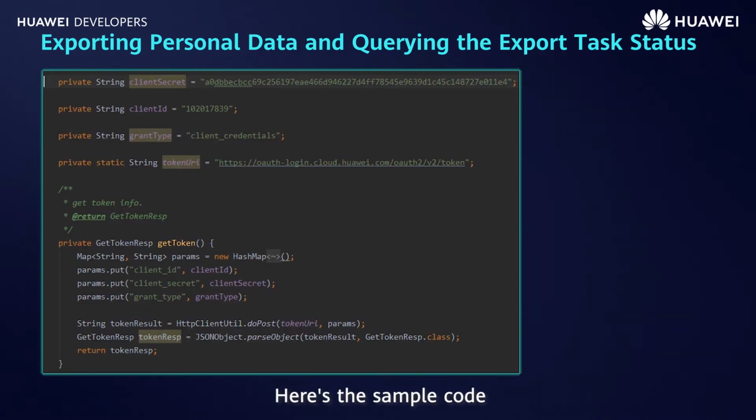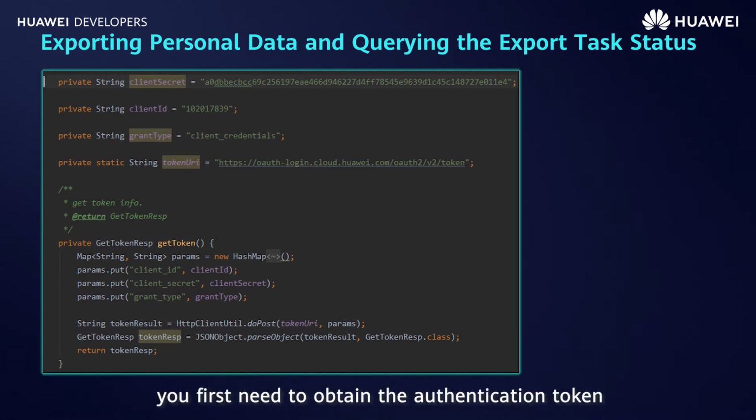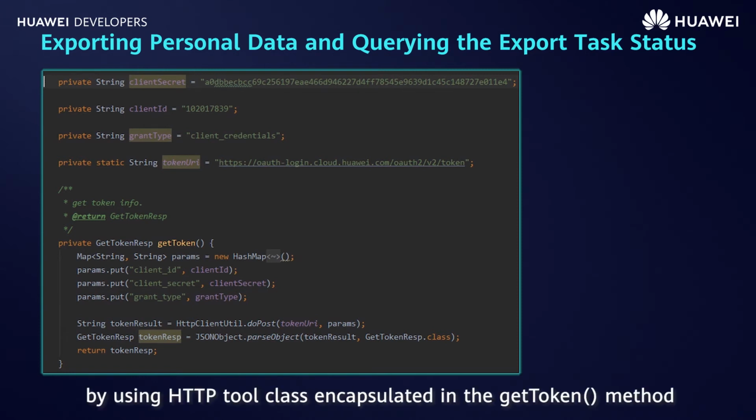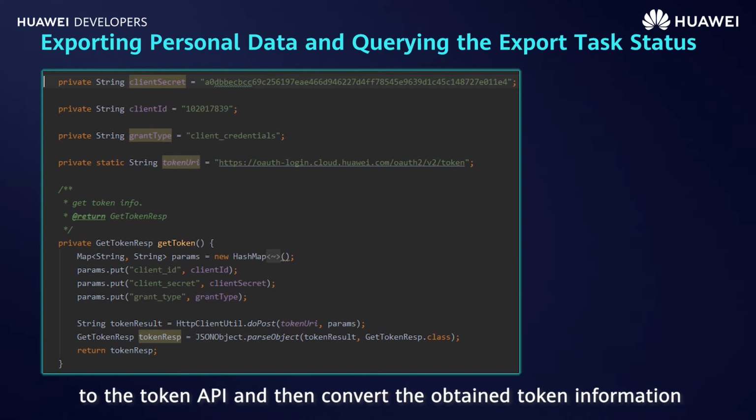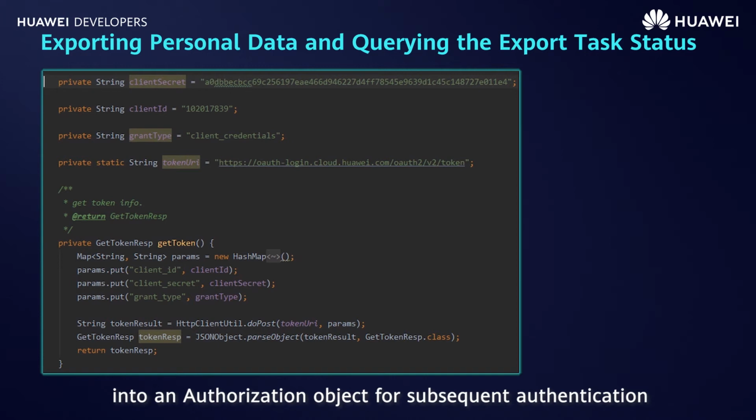Here is the sample code. Before calling the API, you first need to obtain the authentication token. This can be done by using the HTTP2 class encapsulated in the getToken method to send a POST request to the token API and then convert the obtained token information into an authorization object for subsequent authentication.